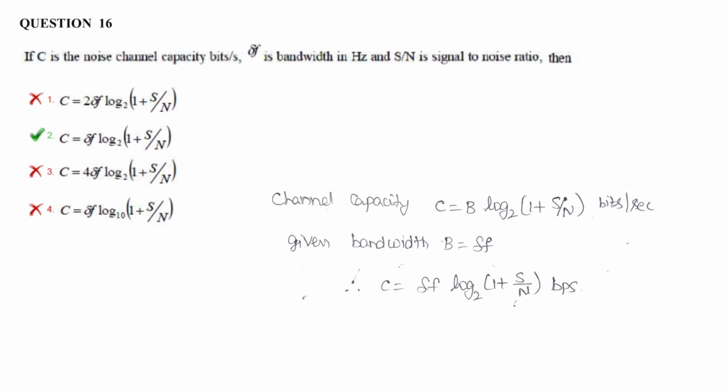Question number 16. If C is noisy channel capacity in bits per second, delta F is bandwidth in hertz, and signal to noise ratio is S by N, then what is the formula for channel capacity? We know that channel capacity C is equal to B into log base 2 of (1 plus signal to noise ratio) bits per second. In the question, bandwidth is represented as delta F. The channel capacity C is equal to delta F into log base 2 of (1 plus signal to noise ratio) bits per second. Correct answer is option 2.